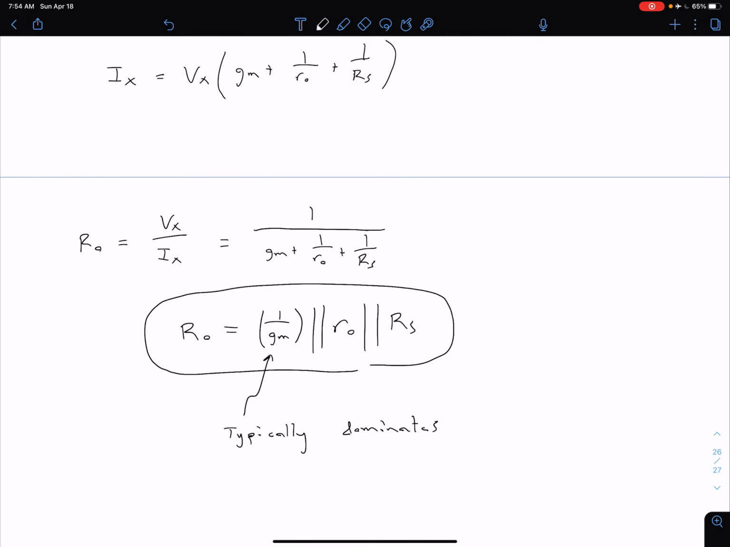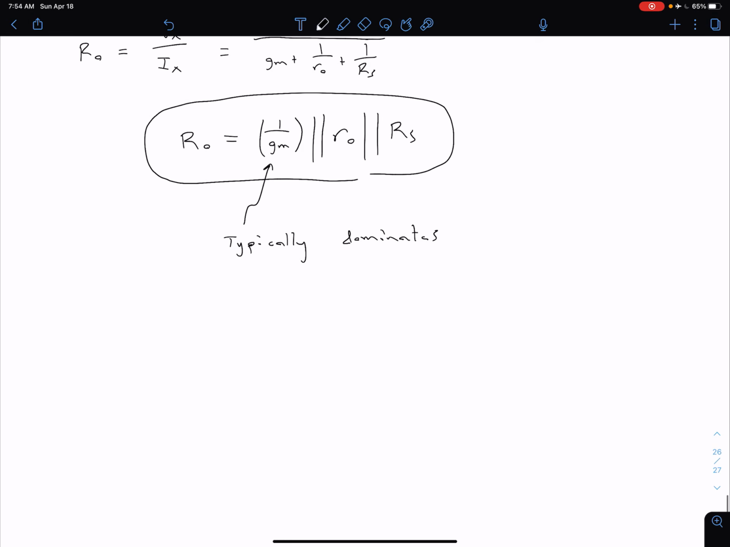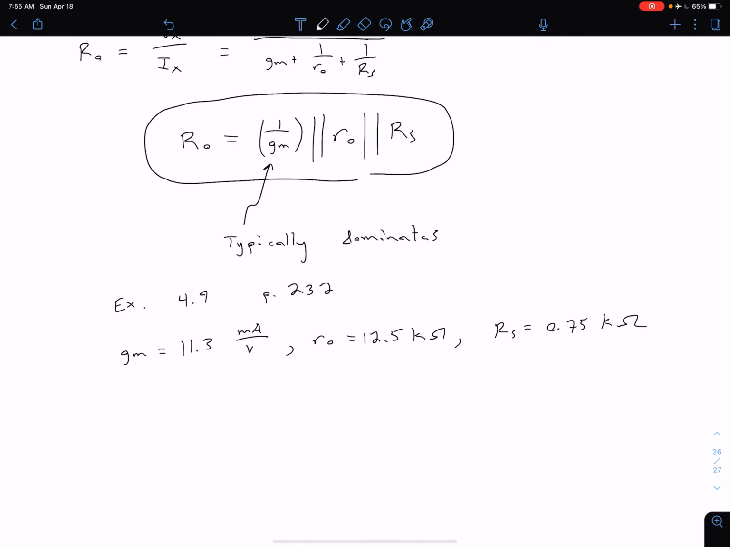And so to see that, let's consider some values from an example. So we're not going to look at the full example, but for some extra practice, you could definitely take a look at that. So this is coming from example 4.9 on page 232. And from that analysis, we get that our gm is 11.3 milliamps per volt. Our output resistance of the transistor is 12.5 k ohms. And our RS value is 0.75 k ohms, or 750 ohms.